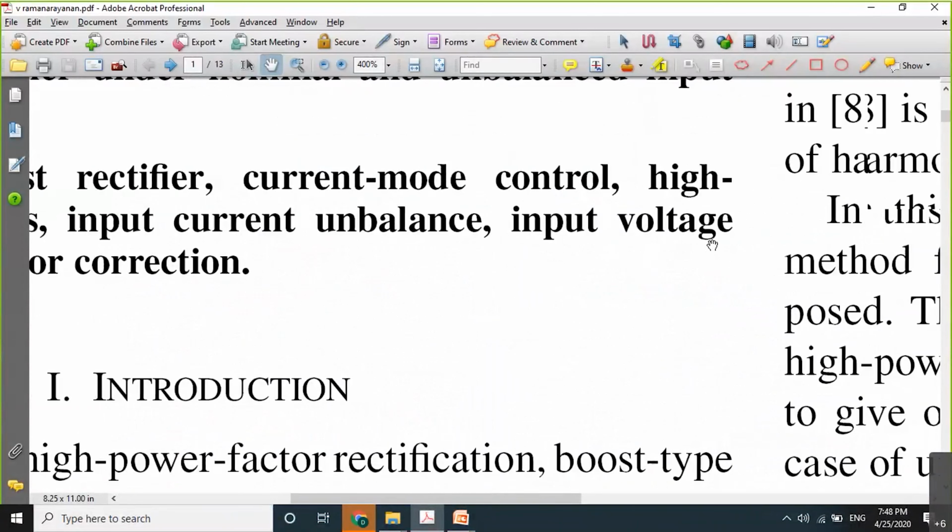The method proposed in [8] is complex. He's highlighting the problem there. It achieves reduction instead of elimination. So he is highlighting the problems.